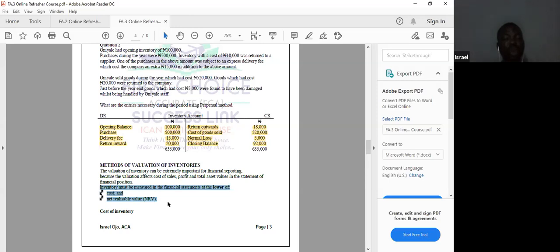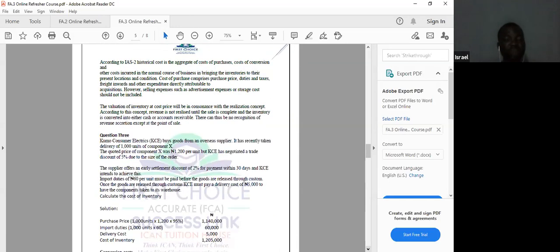Now let's move to cost of inventory and let's try to explain that. According to IS2, historical cost is the aggregate of cost of purchase, cost of conversion, and other costs incurred in the normal course of business in bringing the inventory to its present location and condition. Now, what do we call cost?